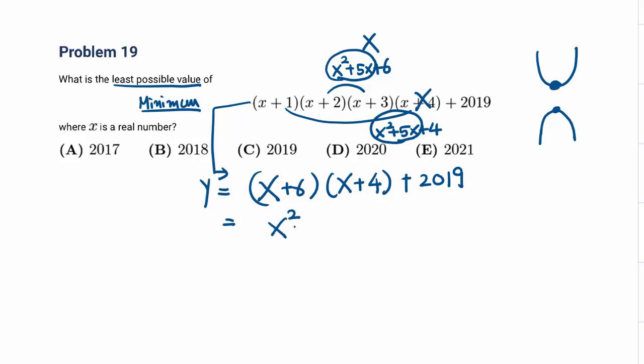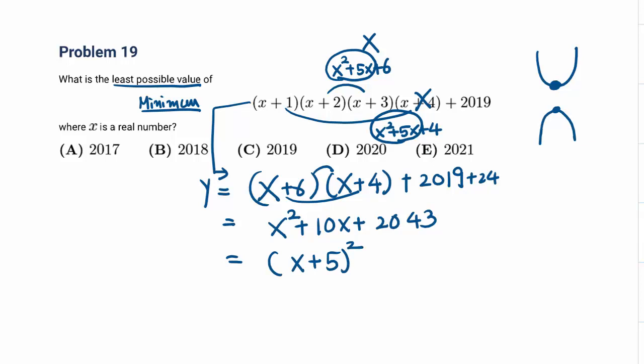So this is X squared plus 6X plus 4X, 10X, plus 6 times 4, 24, and we have 2019 over here, okay? Add 24 to 2019, how much? 2043, isn't it? What is the vertex form? X plus 5 squared, isn't it? Large X plus 5 squared, where this number is half of this one, right? So when you complete it, we add 25, we subtract 25 again, right? So it is 2018, isn't it? That is the valuable one.